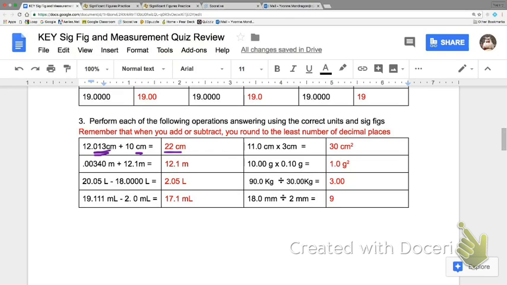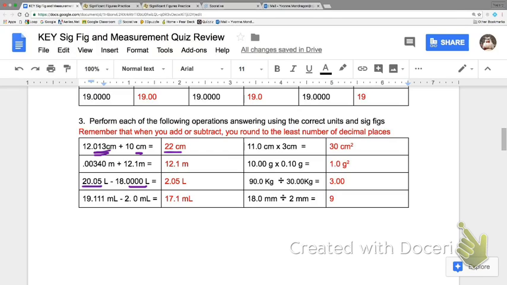Subtracting, the same thing. We've got 20.05, which has 2 decimal places, and 18.0000, which has 4 decimal places. We can only answer to 2 decimal places. So when you subtract the 18 from the 20.05, we end up with 2.05 as our significant figures.